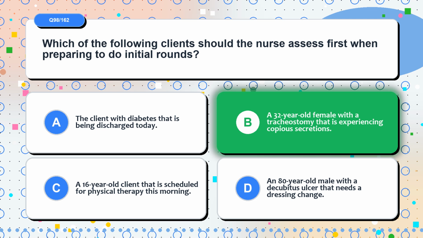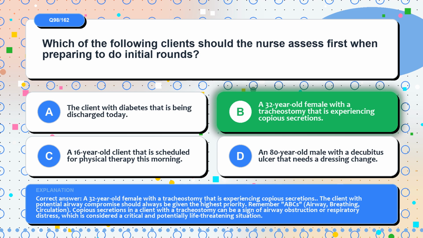The correct answer is option B. A 32-year-old female with a tracheostomy that is experiencing copious secretions. The client with potential airway compromise should always be given the highest priority. Remember ABCs: airway, breathing, circulation. Copious secretions in a client with a tracheostomy can be a sign of airway obstruction or respiratory distress, which is considered a critical and potentially life-threatening situation.